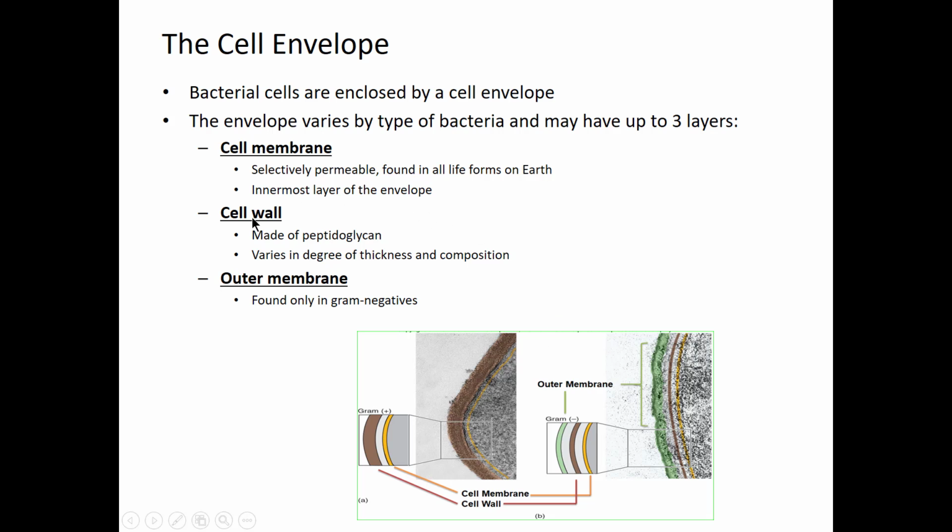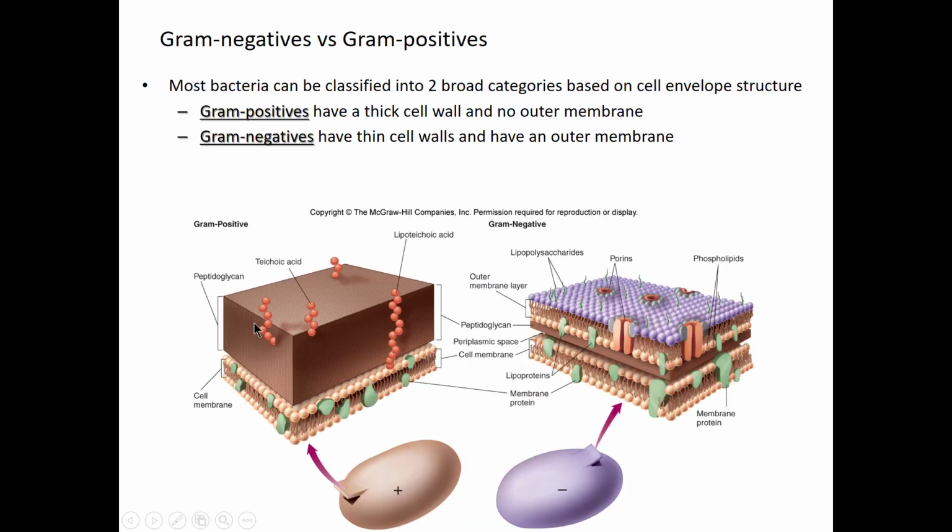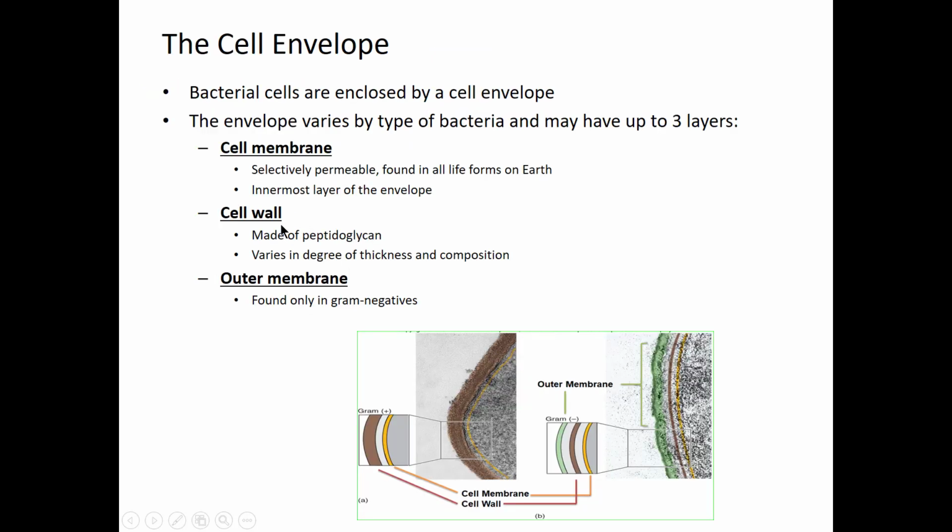The cell wall in bacteria is made up of peptidoglycan, and if we go back to that figure here, you can see that they've actually identified this thick layer as peptidoglycan. It could just as easily be called the cell wall, but that's why they're calling that peptidoglycan, because that is the primary building component of the cell wall. And as it says here, whether you're positive or negative determines the thickness. And then the outer membrane is what we see just in the gram-negatives. So the three layers here collectively make up the cell envelope.